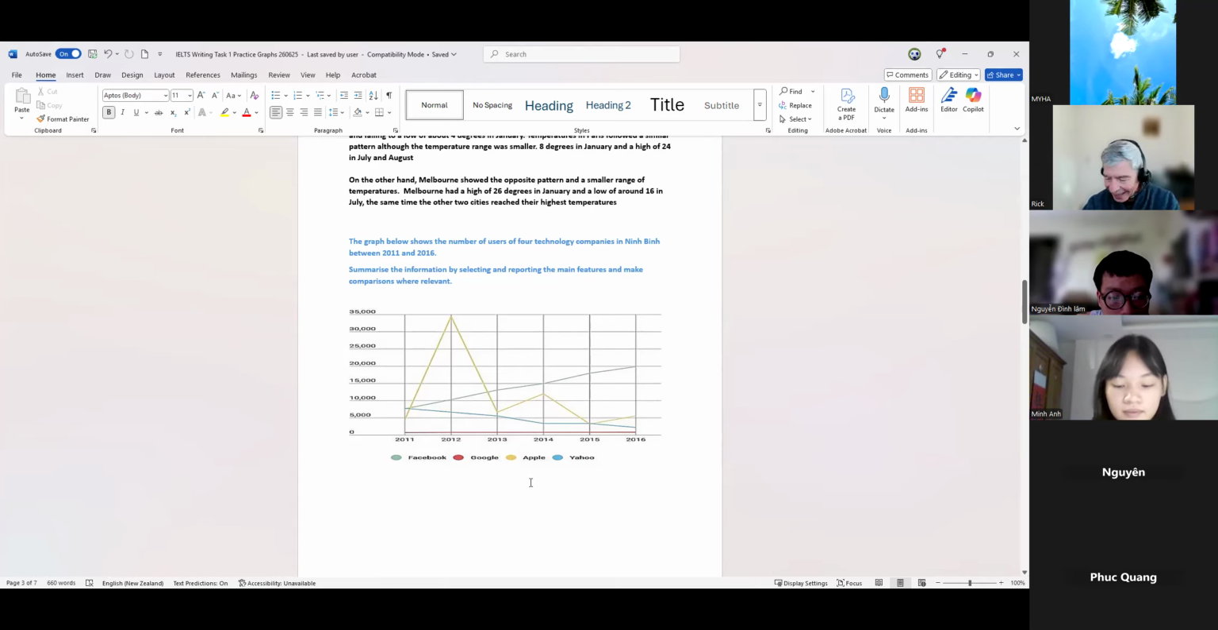Now, here's the tricky one. Apple. Can you do Apple for me, please? This one is a little bit more complicated. What can you say? What happened to Apple users? I think it increased a little bit. A little bit? Is that true? I don't think so. A little bit means maybe by only a few thousand.